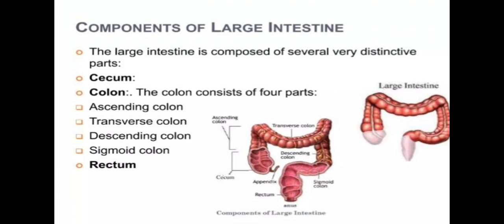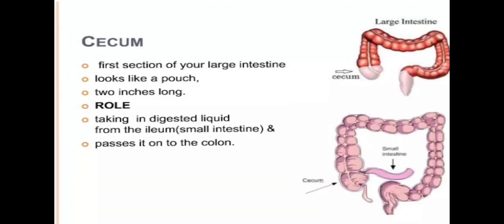Components of the large intestine. The large intestine is composed of several parts called cecum, colon and rectum. The colon is classified into 4 parts: ascending colon, transverse colon, descending colon and sigmoid colon. This is the cecum. The first section of the large intestine is called the cecum. It looks like a pouch 2 inches long, taking digested liquid from the ileum and passing it to the colon.